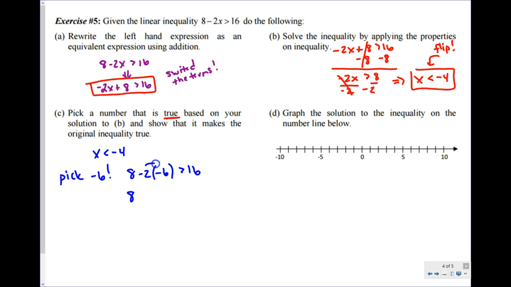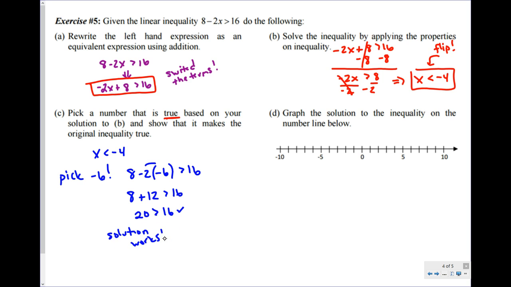8 minus 2 times negative 6 is greater than 16. There we go. Finally plugged in the number. So then we distribute. Negative 2 times negative 6 is a positive 12. And is 8 plus 12 greater than 16? Yes, 20 is greater than 16. So my solution seems to work with one example.